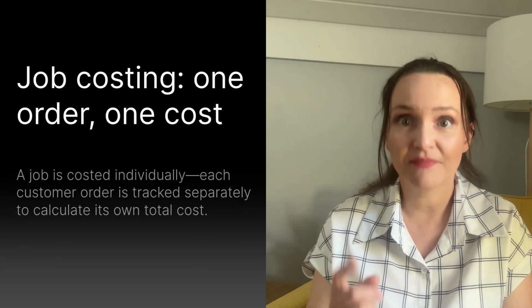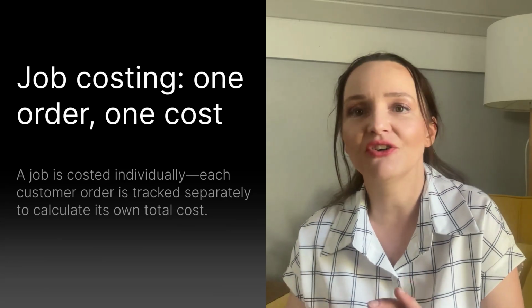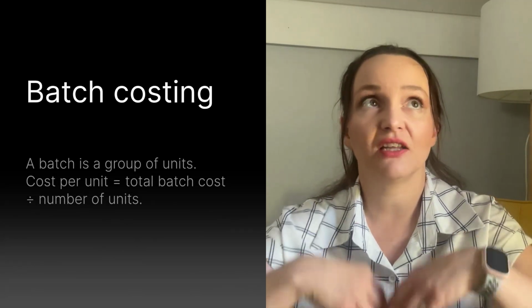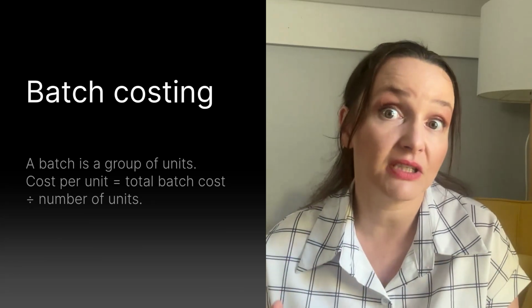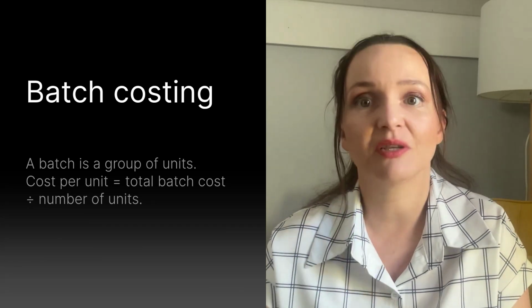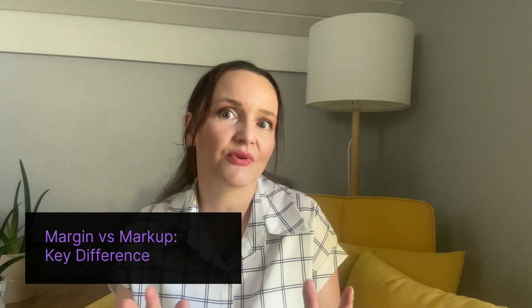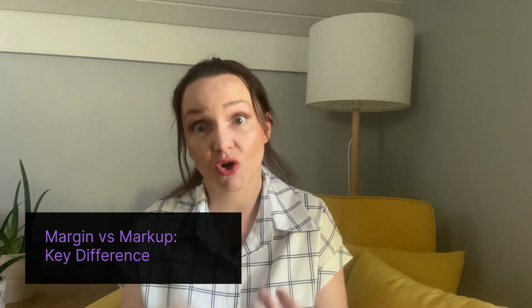That was Neesha on job and batch costing. The key things to take away is that a job is a single order costed individually. A batch is a group of units where you divide a total cost by the total number of units to get a cost per unit. And remember, margin is based on selling price, markup is based on costs. That distinction comes up in every exam regularly.